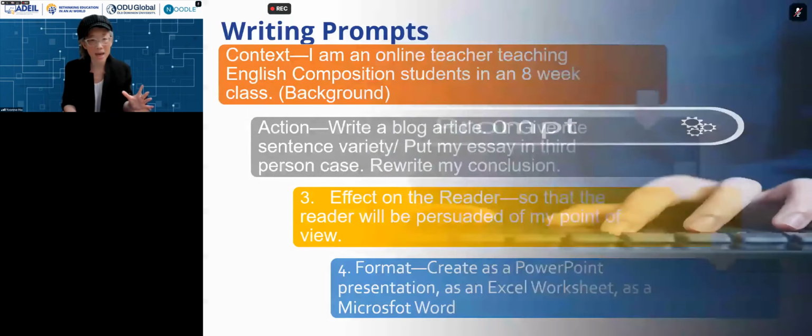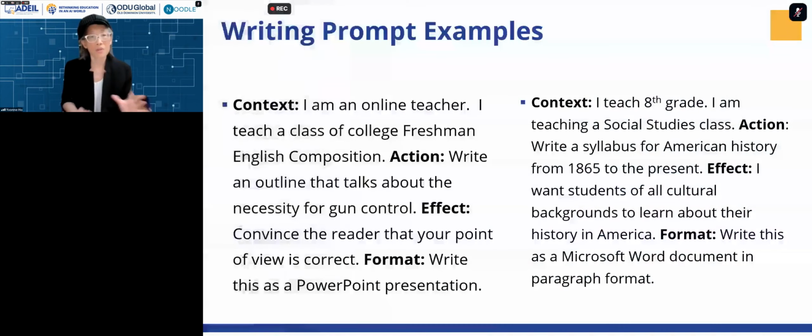And if you don't want to keep typing in, I am an online teacher in an 8-week class, so here are some example prompts. I am an online teacher. I teach a class of college freshman English. Action, write an outline that talks about the necessity for gun control. Effect, convince the reader that your point of view is correct. Format, write this as a PowerPoint presentation.